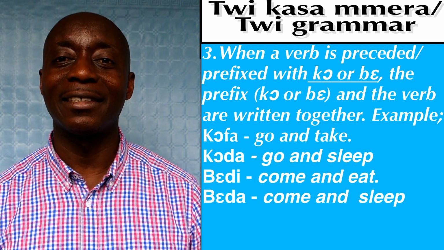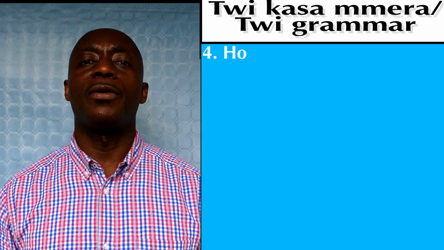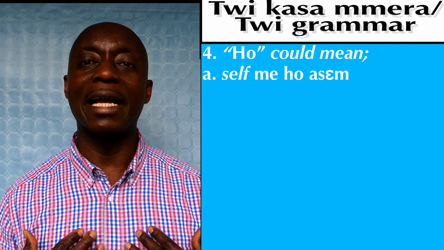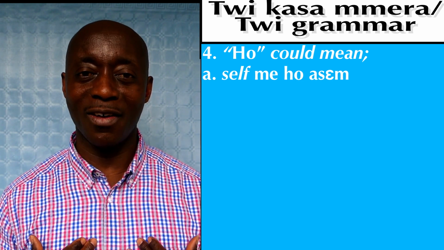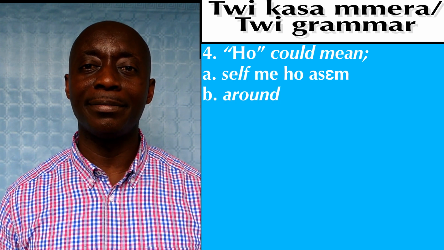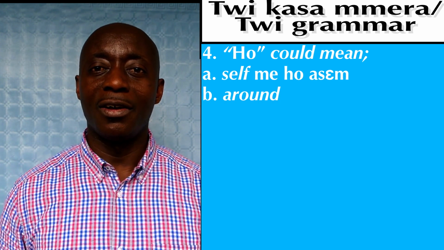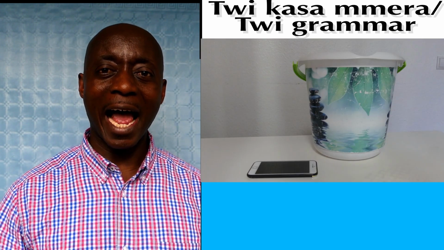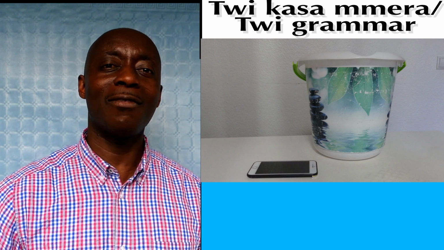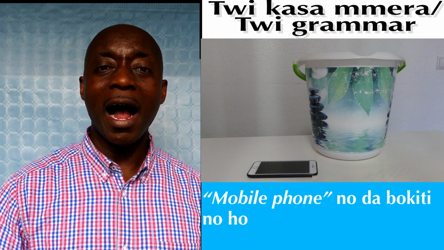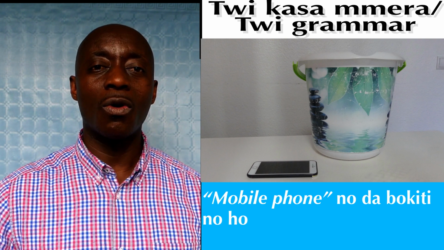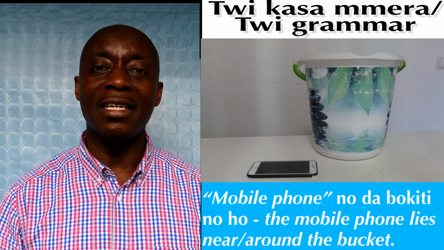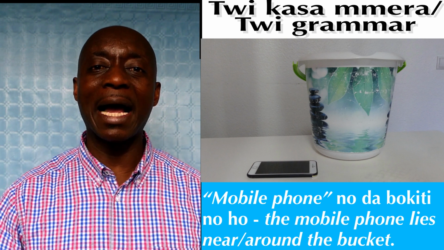The fourth rule is that this particular word, when we say it, could mean self. I can say mehu asem, myself story, or a story about myself. It could also mean around, or near. For instance, look at this mobile phone. It is lying near the bucket or around the bucket. So I can say mobile phone no da bokiti no ho, meaning the mobile phone lies near the bucket or around the bucket.